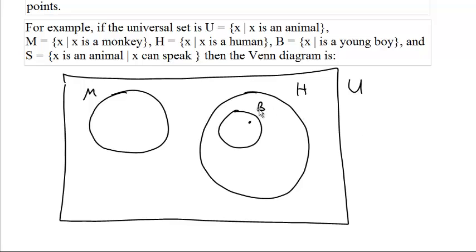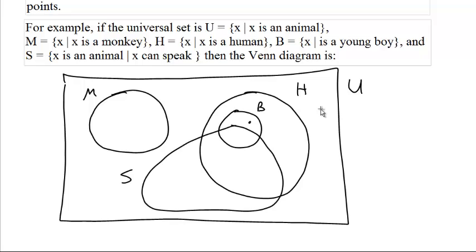Now, all boys are human beings, all young boys. And so the set of all boys is entirely contained within the set of all human beings. It's a subset. Now let's see. Animals that can speak, that one gets a little bit crazy. We'll have to do something like this. We have to have a certain kind of overlap. We have to say, well, what do I mean by this?